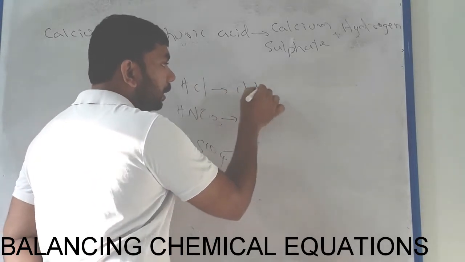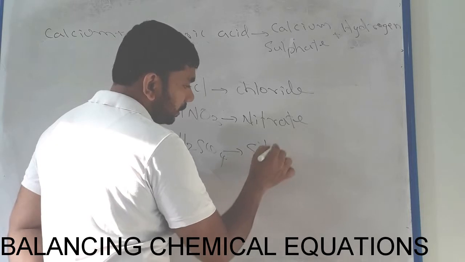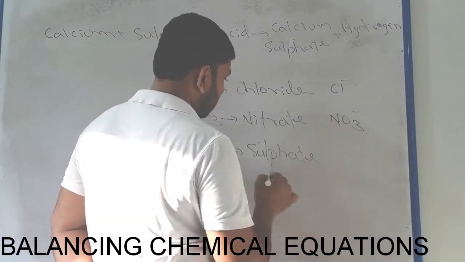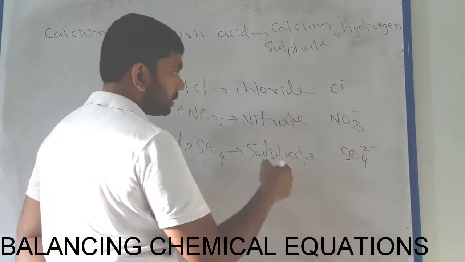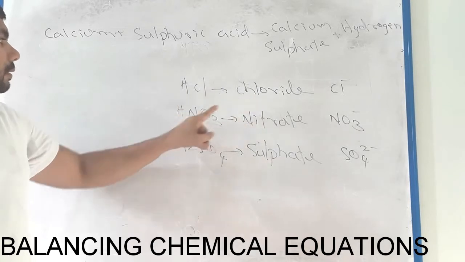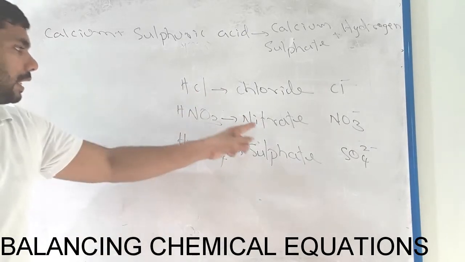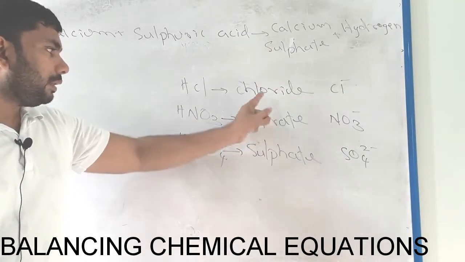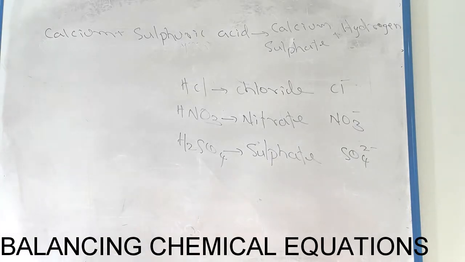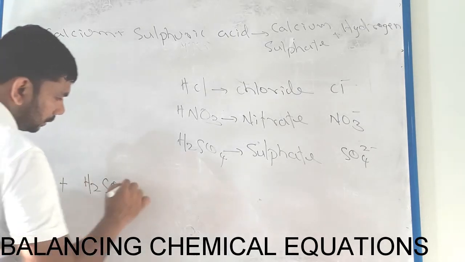Hydrochloric acid produces chloride. Nitric acid produces nitrate. Sulfuric acid produces sulfate. The formulas: chloride Cl-, nitrate NO3-, sulfate SO4 2-. These we discussed already. You have to remember the formulas of hydrochloric acid, nitric acid and sulfuric acid, and that they form chloride, nitrate and sulfate respectively. Clear?